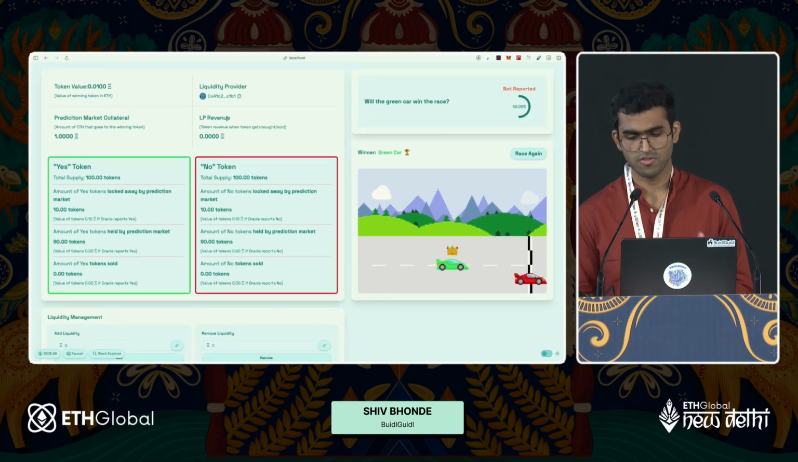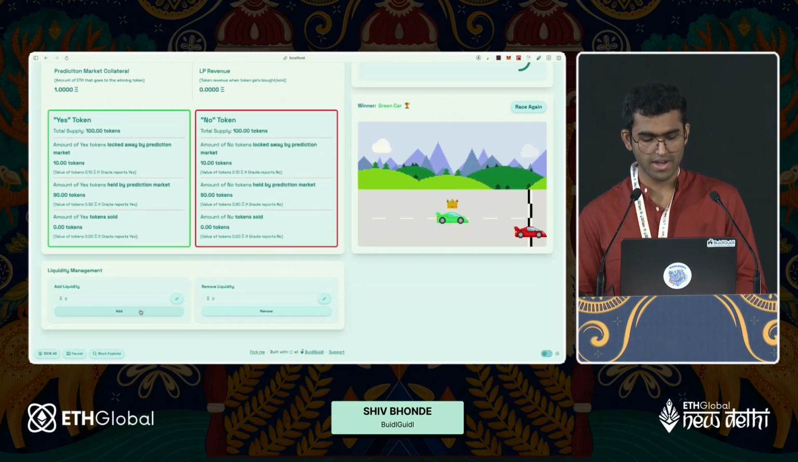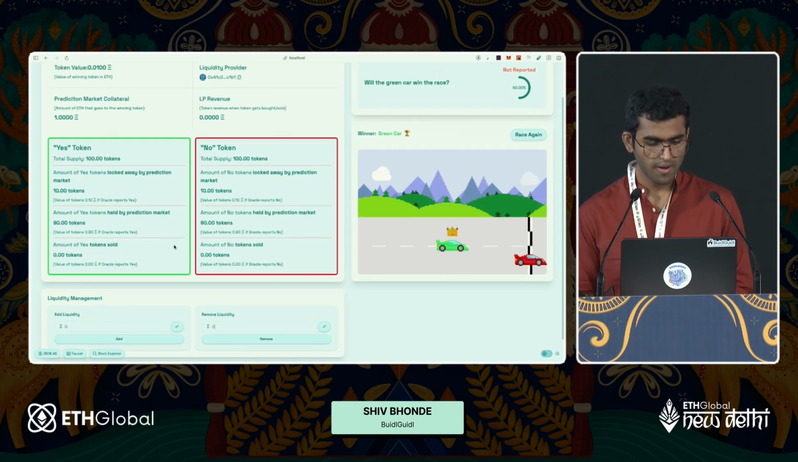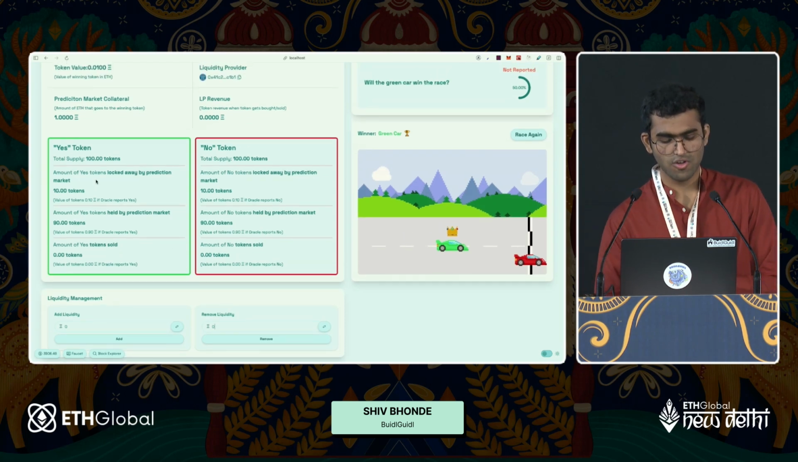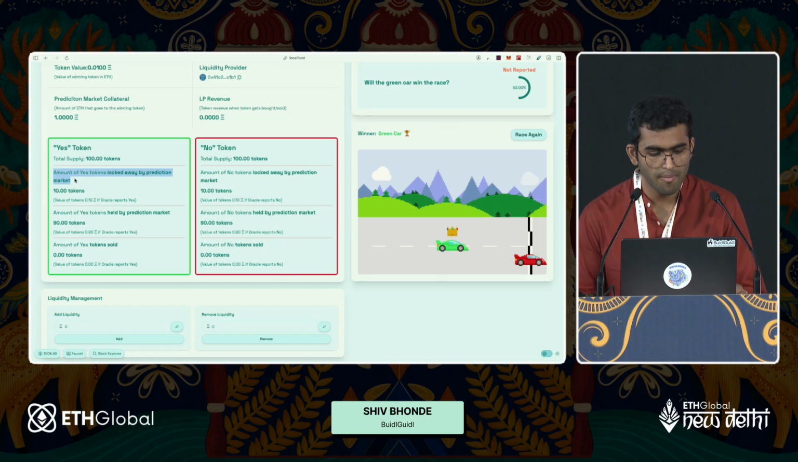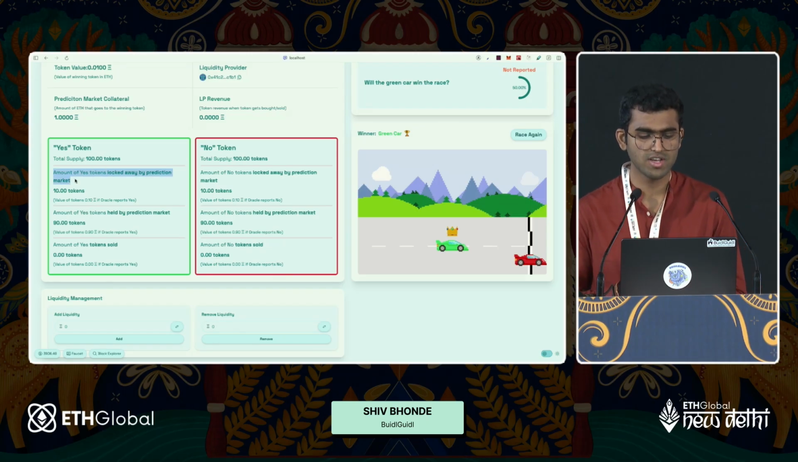And the liquidity provider can also add and remove liquidity. And this is the important thing. If you look here, it says the amount of yes tokens locked away by the prediction market.